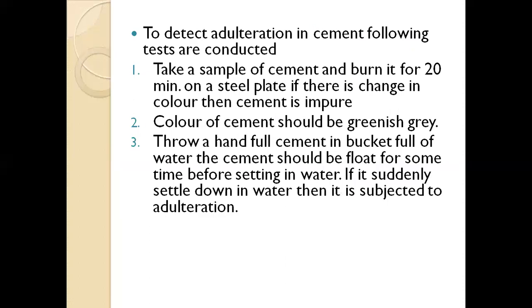To detect adulteration in cement, the following tests are conducted. First, take a sample of cement and burn it for 20 minutes on a steel plate. If there is a change in color, then the cement is impure. We have to take some sample of cement and burn it for 20 minutes on a steel plate. If the color of the cement changes, then it is adulterated, or there are impurities present in the cement.